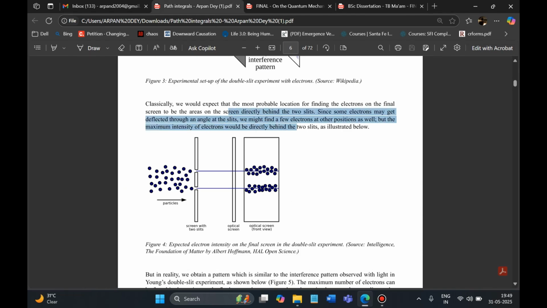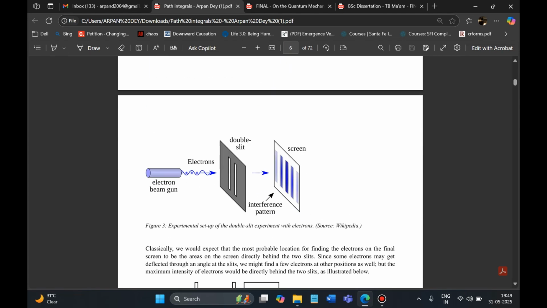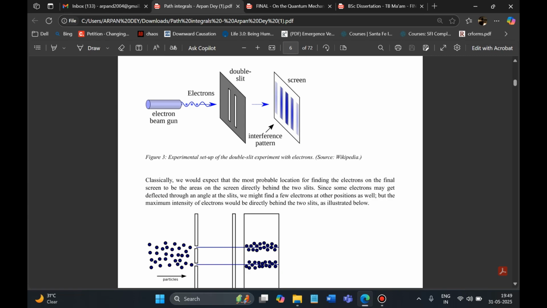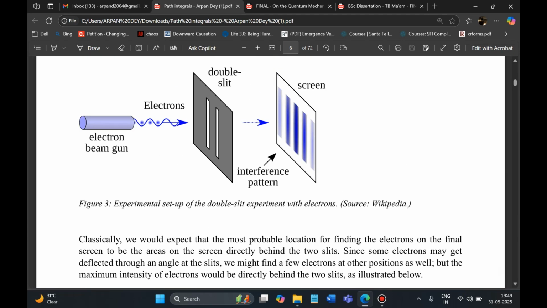Now we will very briefly discuss the double slit experiment as well. After that, we'll move to path integrals for particles with non-zero potential, because everything else we've already discussed in the previous video.